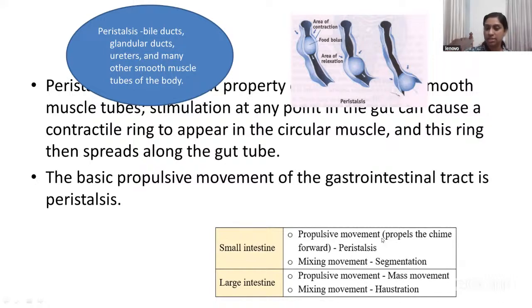Okay, and also there is a mixing movement which is called segmentation in the small intestine. Whereas in the large intestine, the propulsive movement is called mass movement. It's in the large intestine, so we can remember it as a mass movement because it's large. And the mixing movement is called haustration.